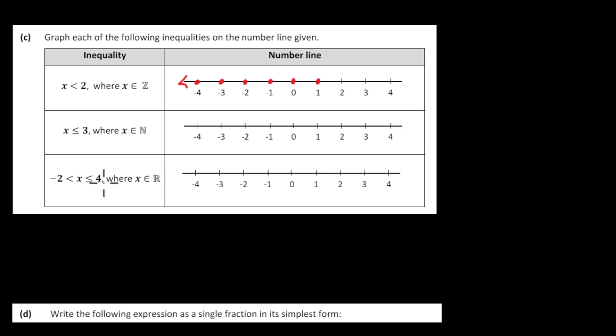Okay, second one then is x is less than or equal to 3, but this time x is a natural number, less than or equal to 3.